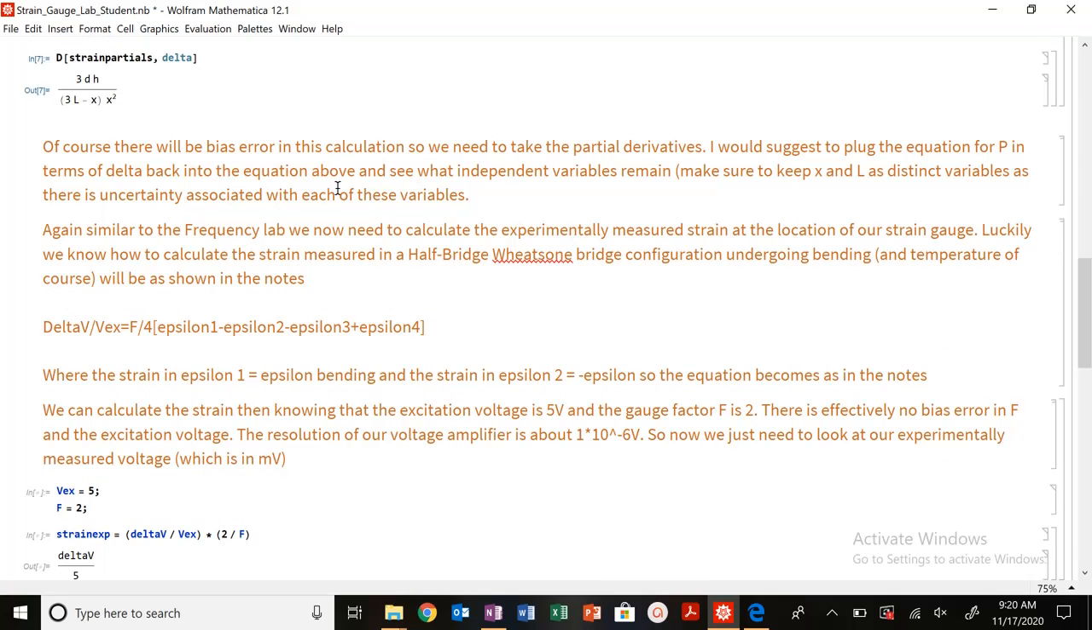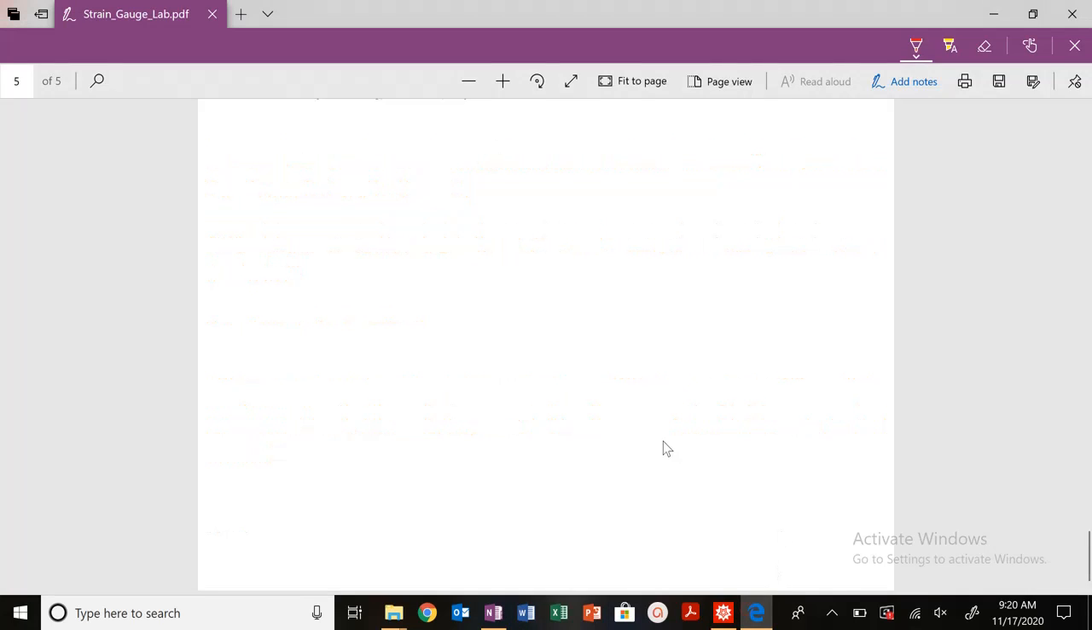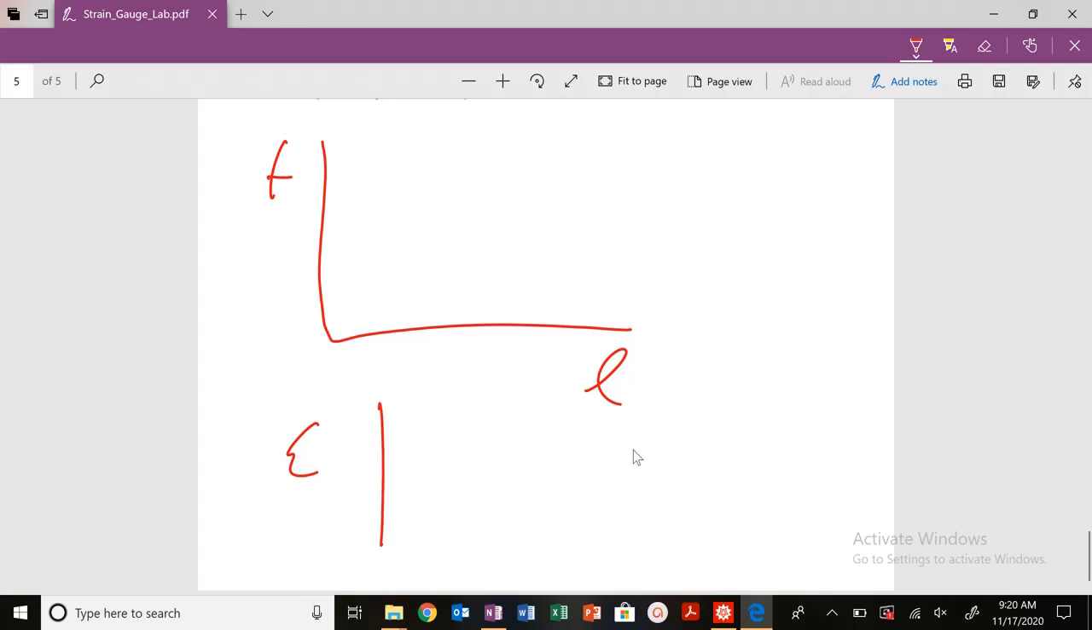Now, for the frequency lab, the seminal plot that we are going to be developing in this lab is just like we had for frequency. We had resonant frequency as a function of length. We're going to have strain as a function of delta displacement, and you're going to have your theoretical and your experimental and see do those uncertainties overlap.